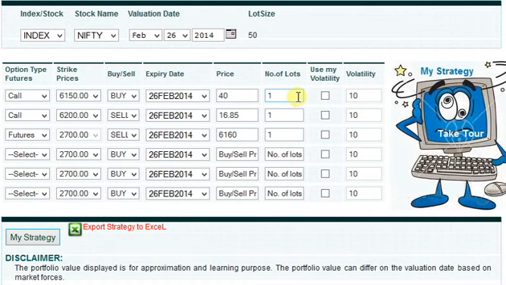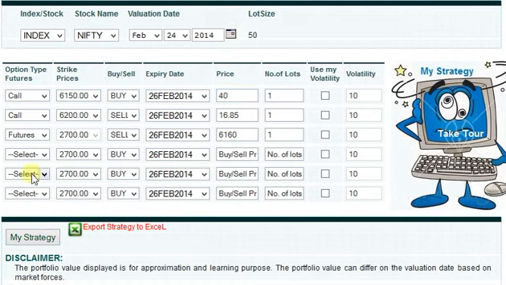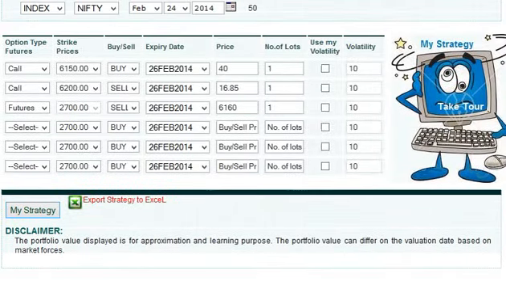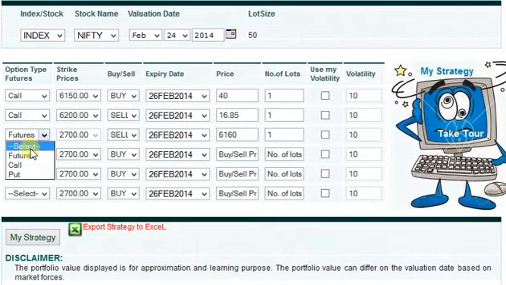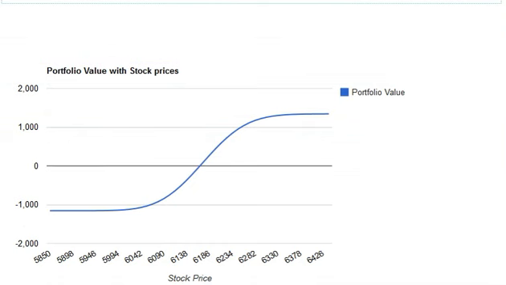We can also try various other combinations like buying two lots of calls to overcome these kind of scenarios. Similarly, we can also try a different valuation date. Let's say I want to value it on 24th of February. So I'm going to click on my strategy. Valuation date is 24th of February. So I can see my portfolio value would be something like this. Let me remove this feature for better clarity. So I can see my strategy would look something like this. So this time it is not as sharp as on the valuation date.